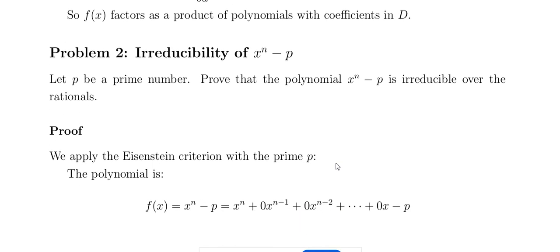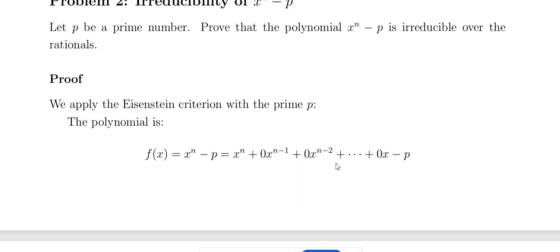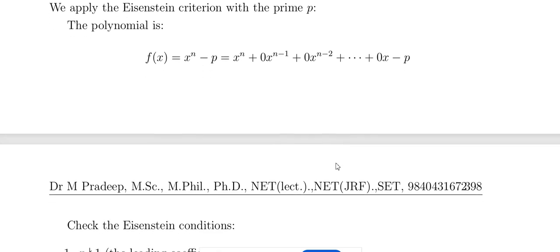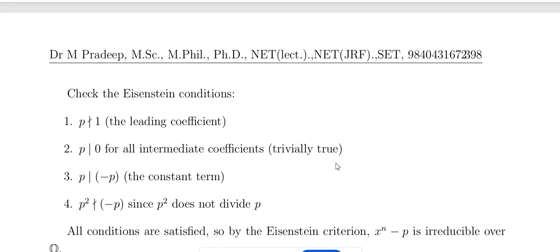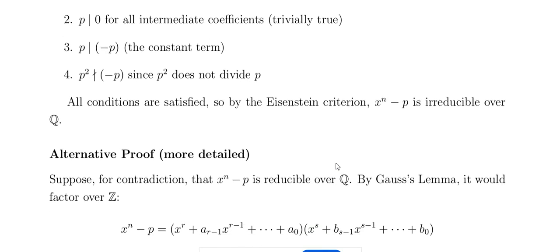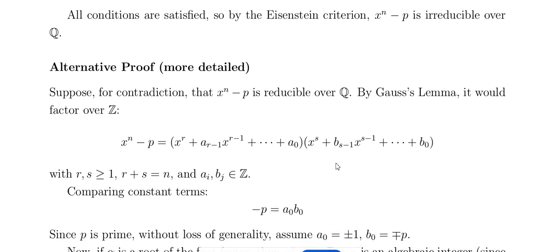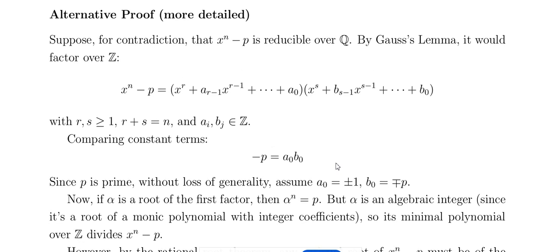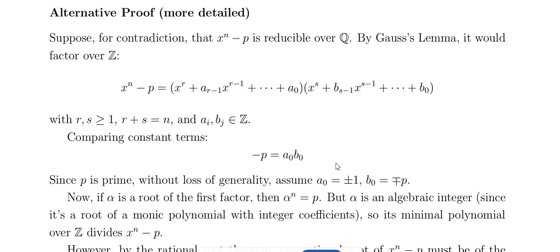And irreducibility of x power n minus p, I think we already discussed it over the rationals. That satisfies the conditions. This is the factorization.